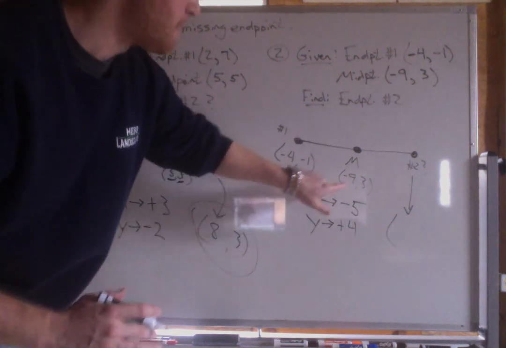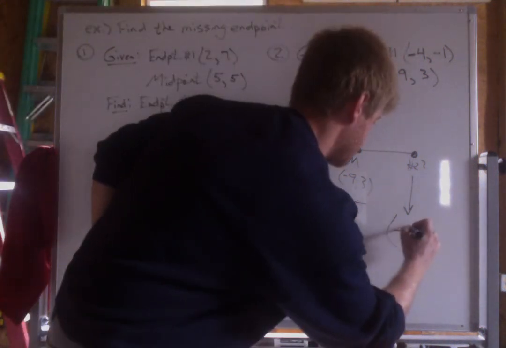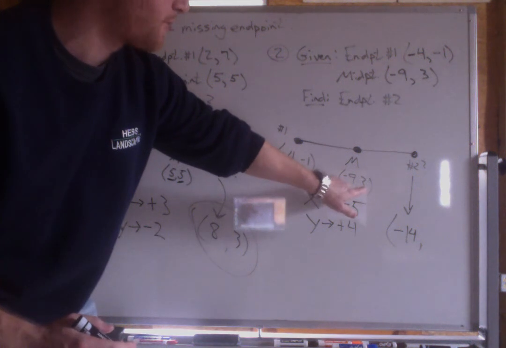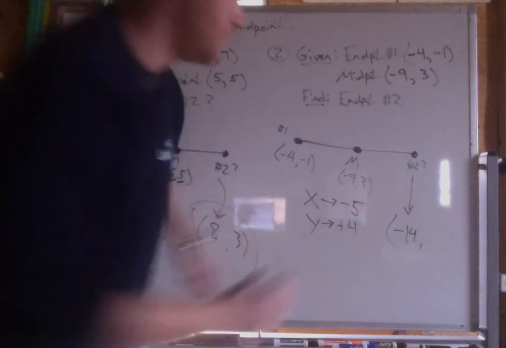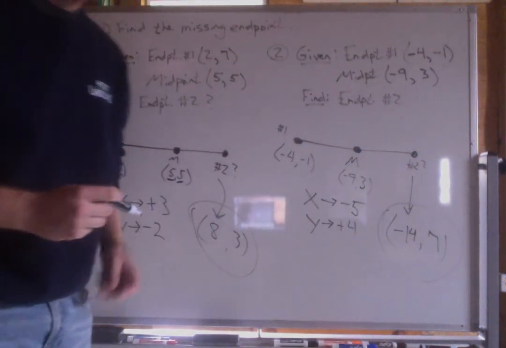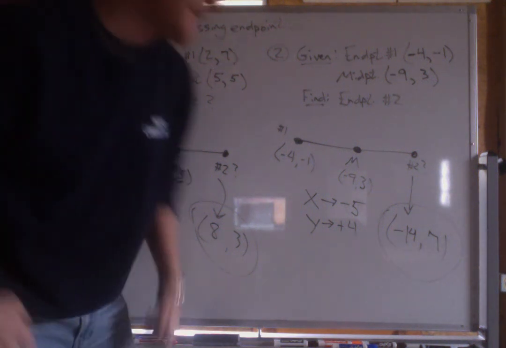So from -9, we subtract 5, which is -14. And now for the y coordinate, we go from 3 and a +4, so 3 plus another 4 would give us 7. And once again, there we have it. So that is how we use ideas with the midpoint in order to calculate a missing endpoint.